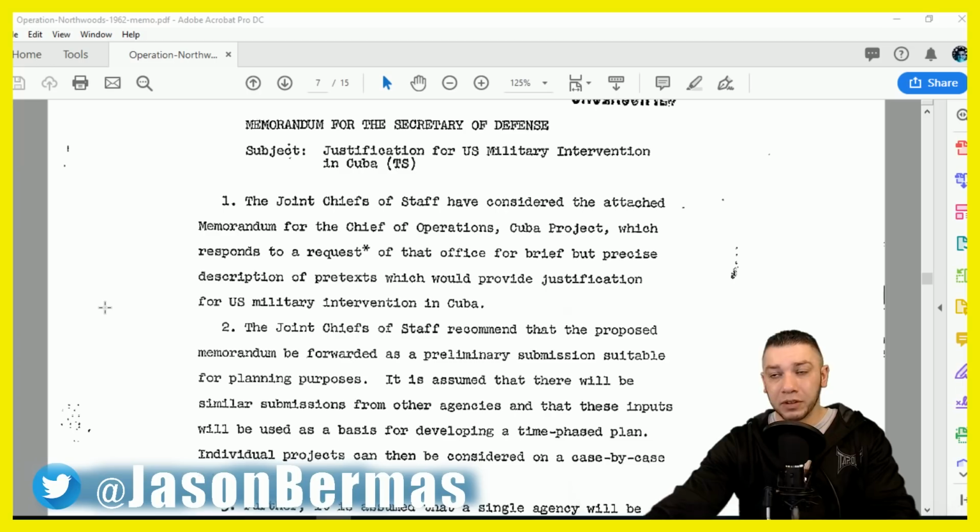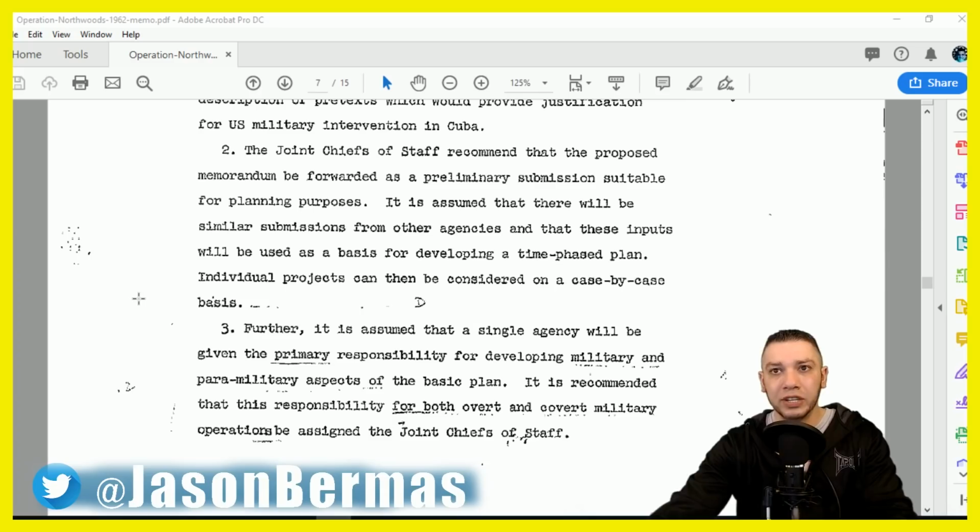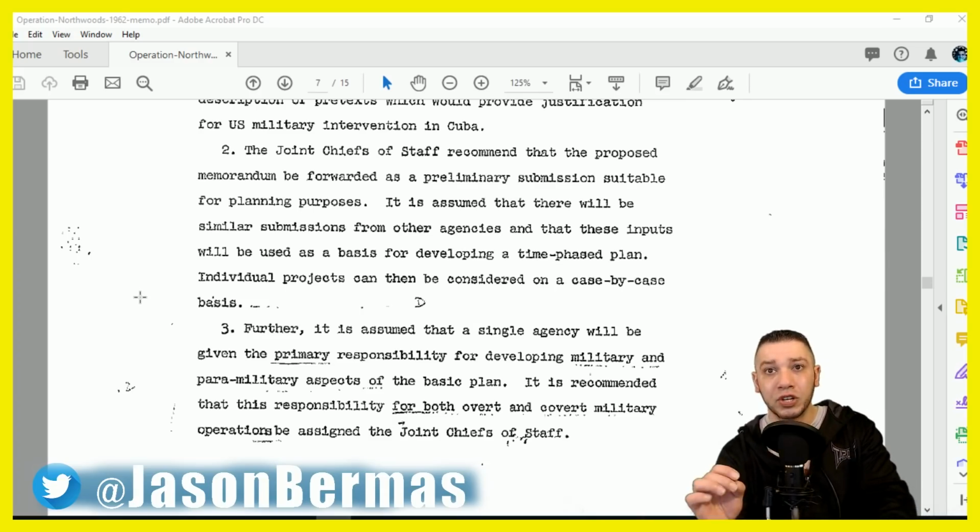So, here we are, back to the Joint Chiefs of Staff, okay? So, number one, the Joint Chiefs of Staff have considered the attached memorandum for the Chief of Operations Cuba project, which responds to the request for a brief but precise description of pretexts, remember these pretexts, which would provide justification for U.S. military intervention in Cuba. The Joint Chiefs of Staff recommend that the proposed memorandum be forwarded as a preliminary submission suitable for planning purposes.